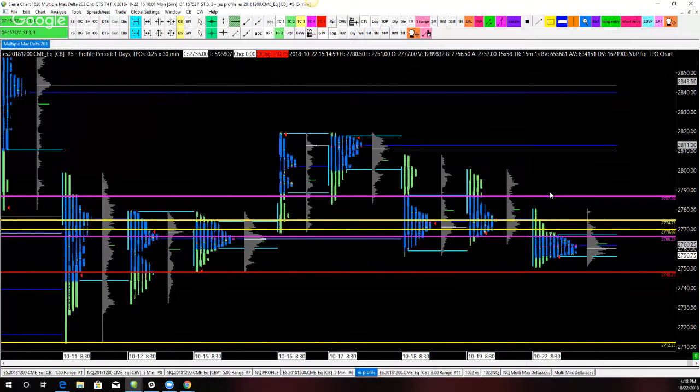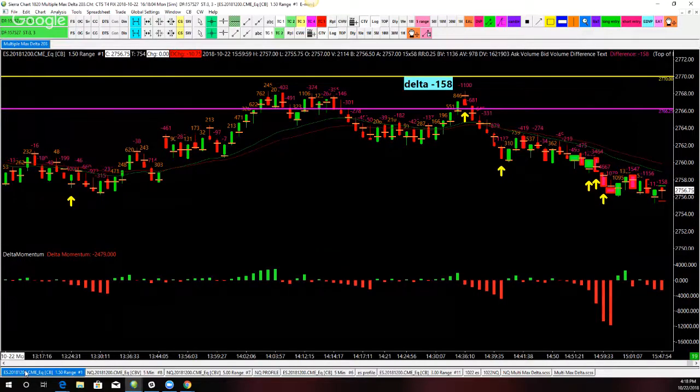So now watch the transition. This is important. Watch the transition over to the small range bars. Over here, I'm looking at the waves.